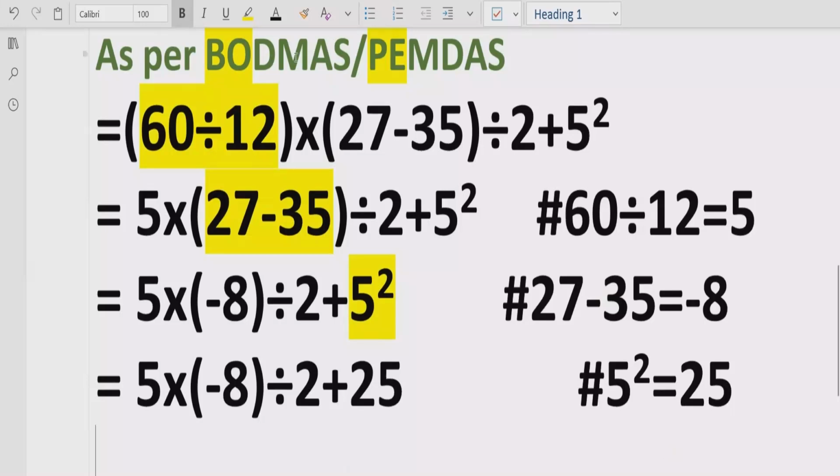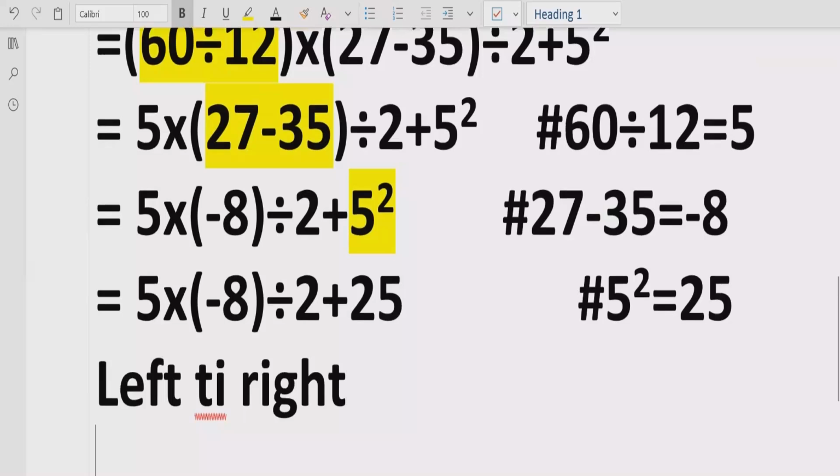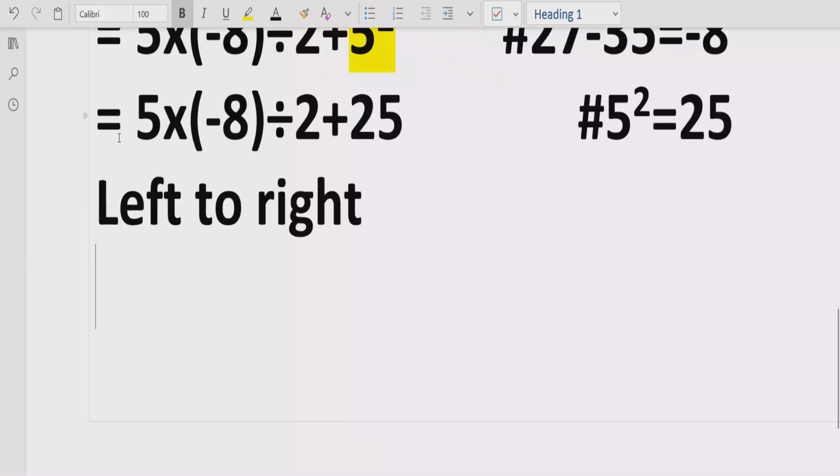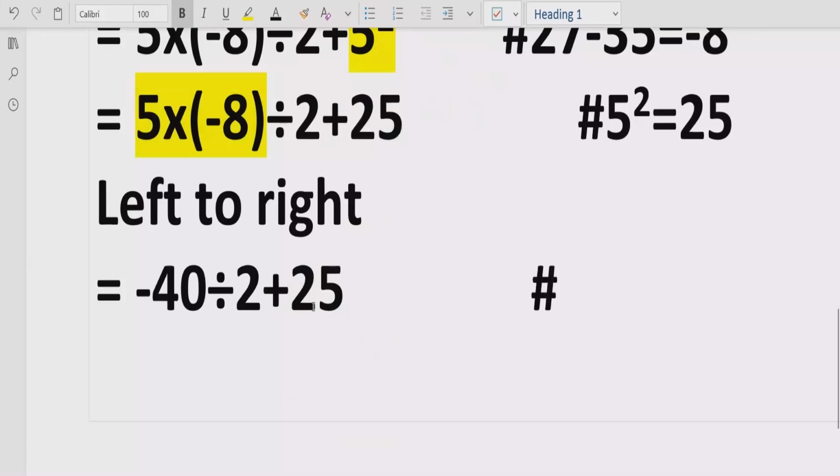Now we have to go for division and multiplication. So we will go left to right in this expression and find out division and multiplication. We have to solve first this part, which is 5 multiplied by minus 8. We multiply both of them and get the answer minus 40, and divided by 2 we write as it is, and plus 25, again we write as it is. And here we give the reference: 5 multiplied by minus 8 equals minus 40.